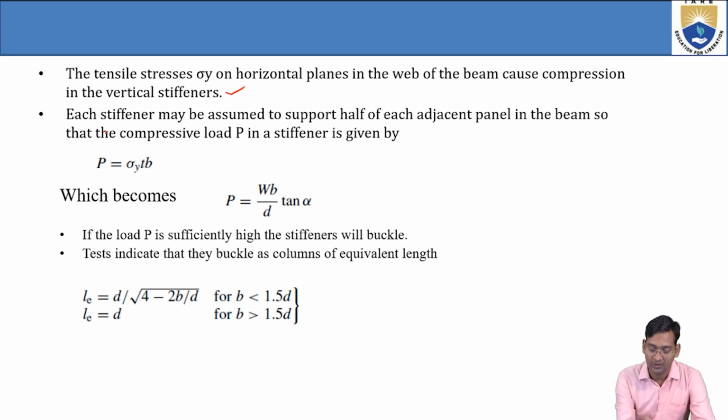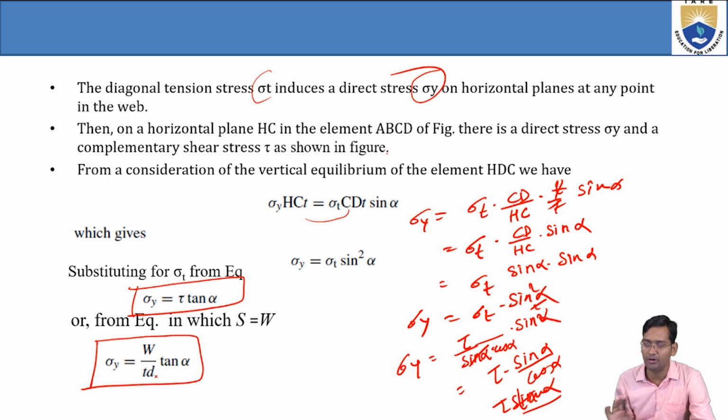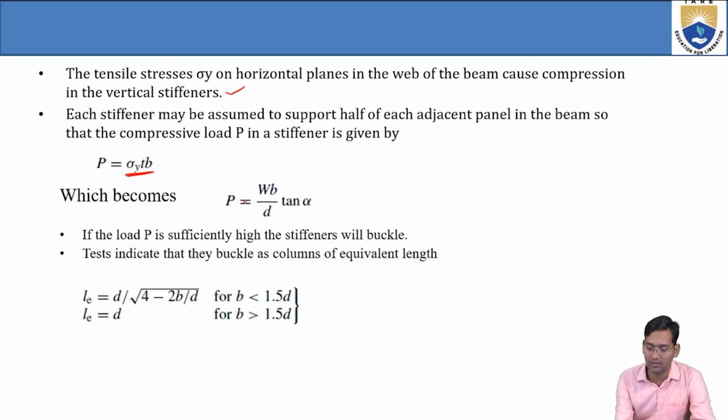The load P is sigma y into t b, that area. Now put the sigma y value: sigma y is W by t d tan alpha. After putting that here, the t's get cancelled. Now what we have is W b by d tan alpha. So this is for P. What is P here? Compressive load in a stiffener.